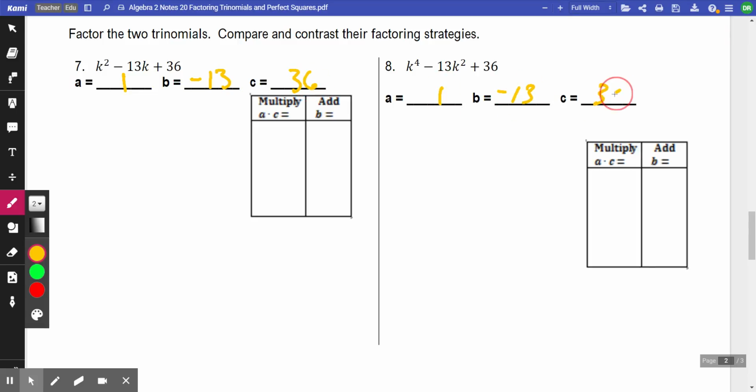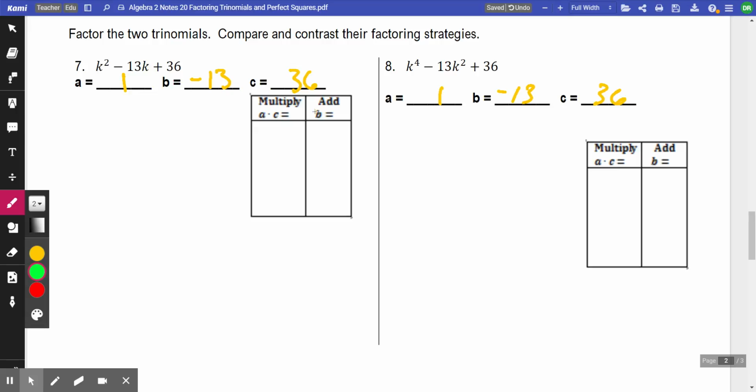But the difference is one of them has smaller exponents than the other. So the question here is, what implications are there from that if the exponents are different? Well, good news is we can still work it the same way. They're both trinomials, so to factor, we can still try split the middle. So the process there is the same.